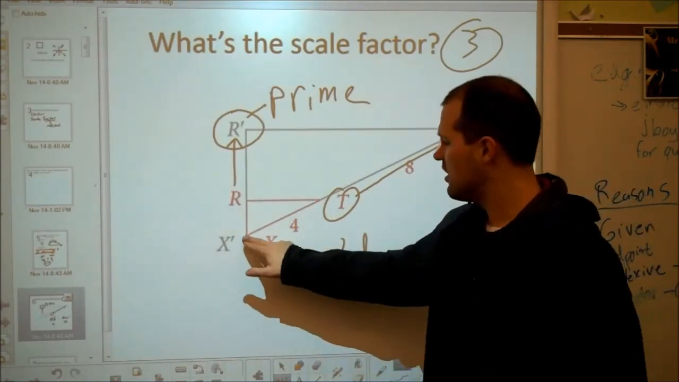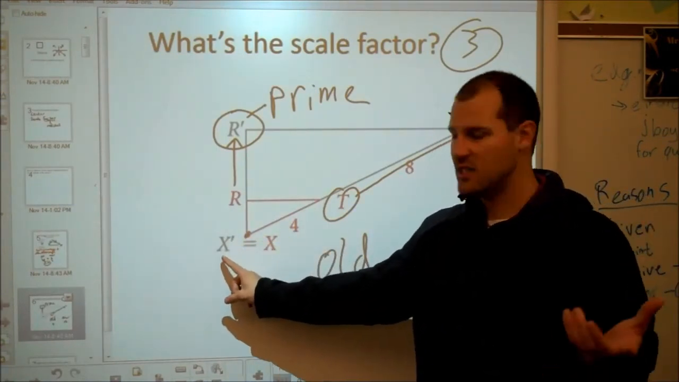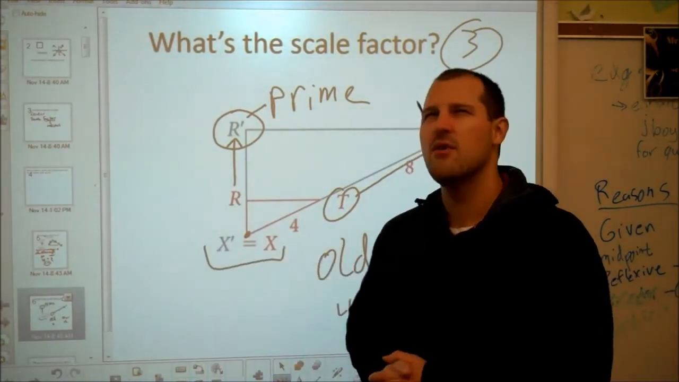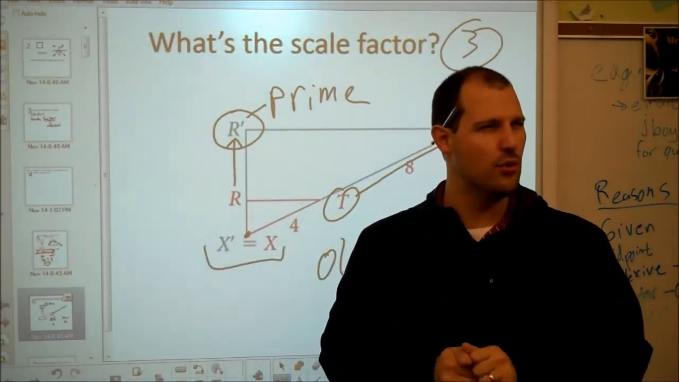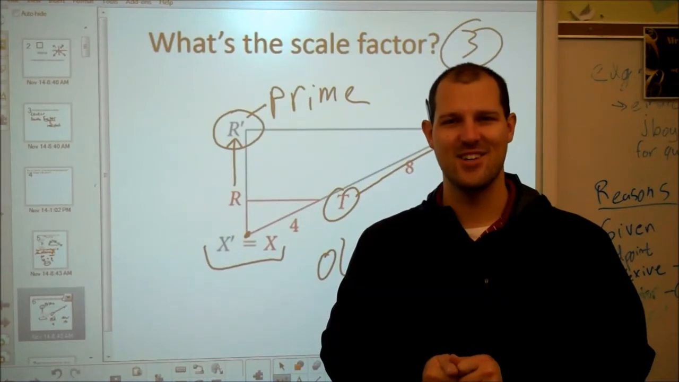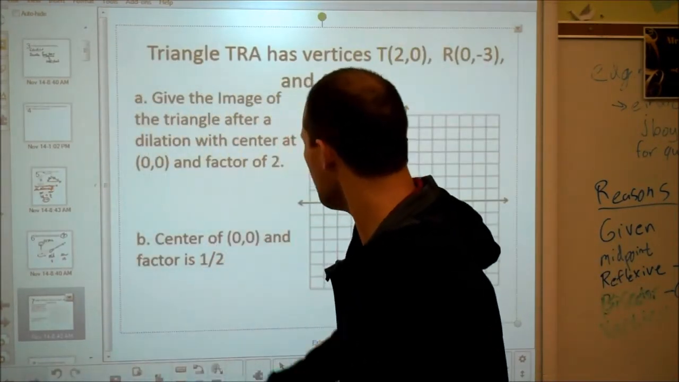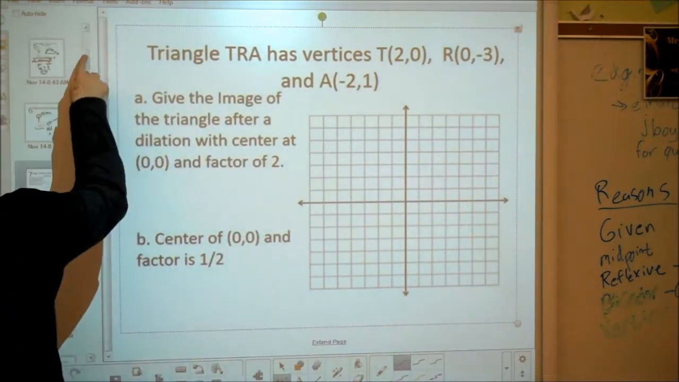And then down here, look at this. X is in the same spot. So they're saying X prime equals X. They're saying that's the same point. What would we call that? What's the vocab word for the point that doesn't move? Ah, the center of dilation. Okay, let's keep going. All right, let's do a little bit of graphing.